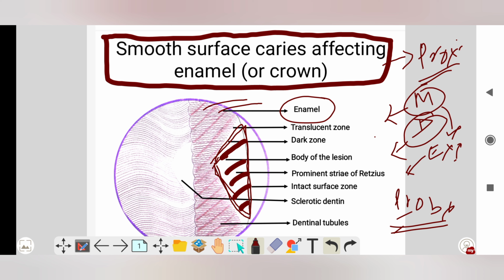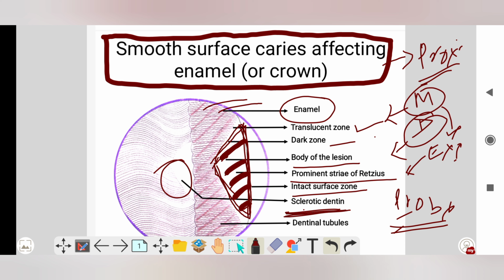Also you can see the translucent zone just near the DEJ. Above that there is a dark zone, then the body of the lesion. Then you can see the prominent striae of Retzius. Okay, the intact surface zone, which is the most outer zone. This is the sclerotic dentine that forms because of the reaction to bacterial endotoxin. These are the dentinal tubules. So this is the smooth surface caries of the enamel.